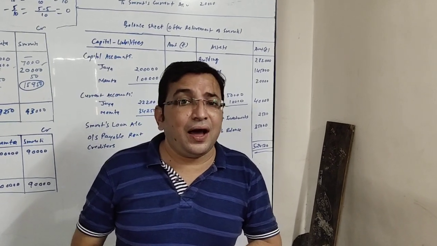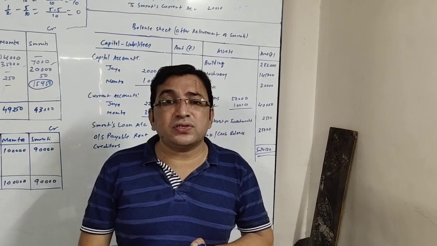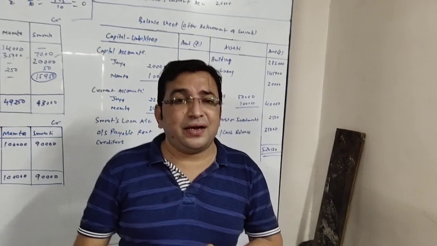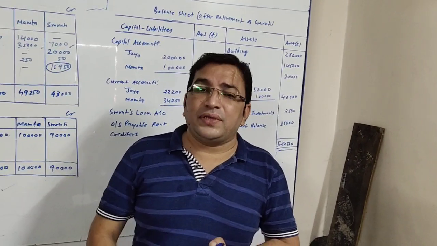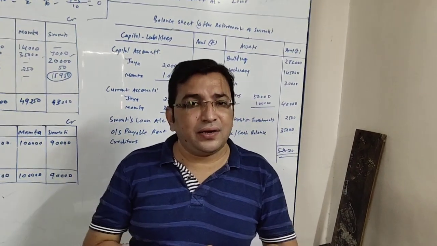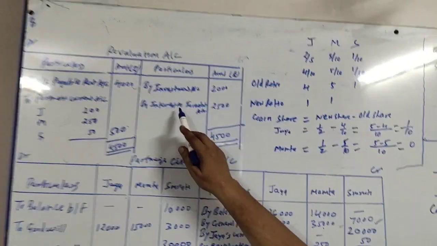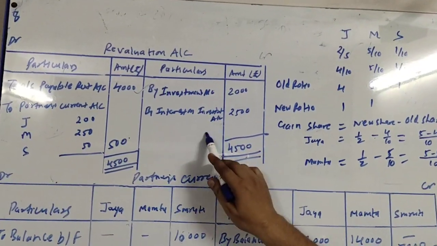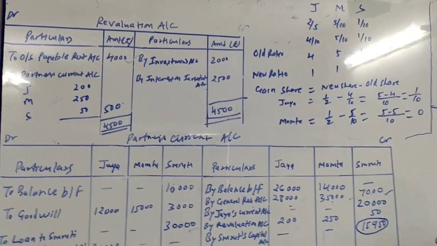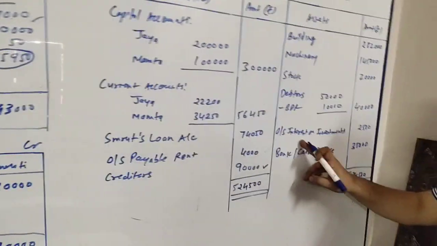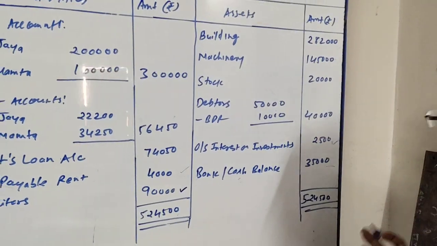Now as it is unrecorded, it is outstanding also. It will be considered as an asset, and as it is an income which is unrecorded, it will be credited to revaluation account. So in revaluation account credit side, by interest on investment rupees 2,500 which is receivable, and here asset side, outstanding interest on investment rupees 2,500.